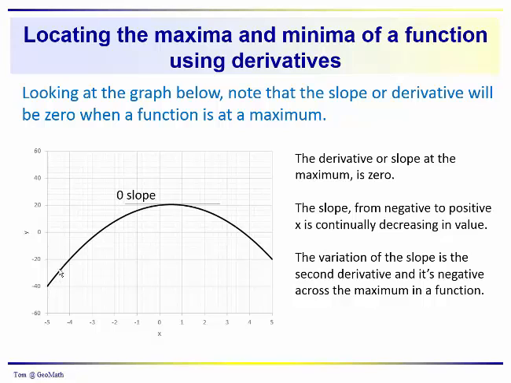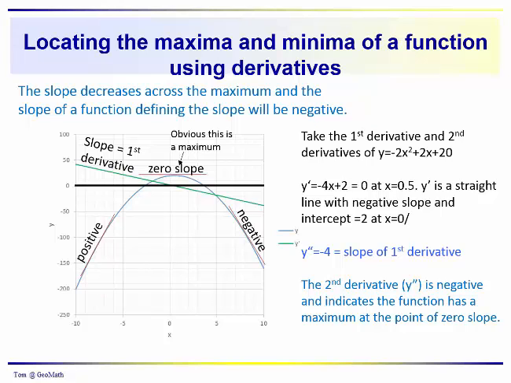That means that we start off with a positive slope, and the slope just continues to decrease. It decreases towards 0 from a positive value, and then goes into the negative. So it's decreasing across the maximum, and you can see that here. This is a plot of the first derivative. The function that we're using here is y equals minus 2x squared plus 2x plus 20, an easy one to differentiate. We take the first derivative, we get minus 4x plus 2, and the second derivative, we get minus 4.